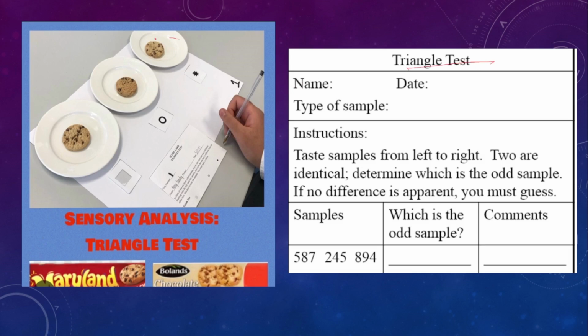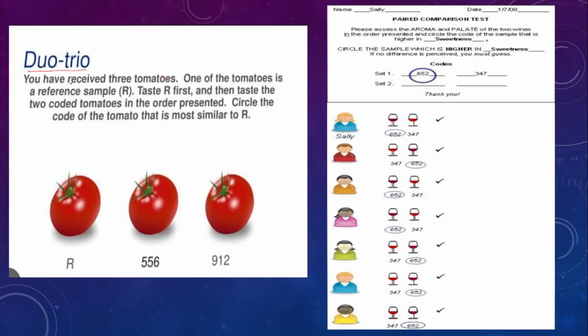See, this is the triangle test. They gave three samples and the instructions are: take samples from left to right. Two are identical samples, one is the odd sample. We have to find the odd sample and name it here, and if any comments are present we have to write them here. Now coming to the duo-trio method, you have received three tomatoes. One of the tomatoes is the reference sample R. Taste R first, then taste the two coded tomatoes. Then circle the code of the tomato which is more similar to R. If you find tomato code 556 is similar to the reference, then you have to circle the code.